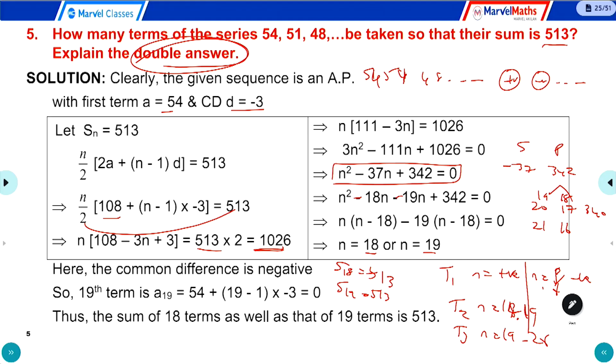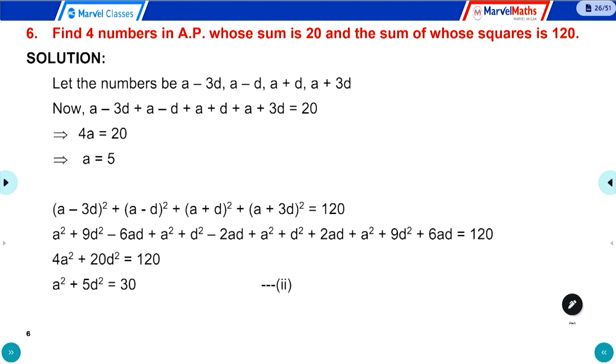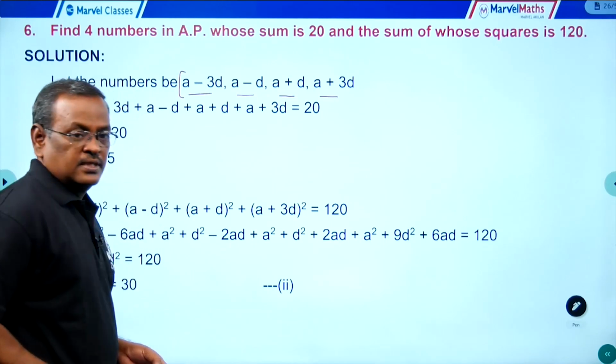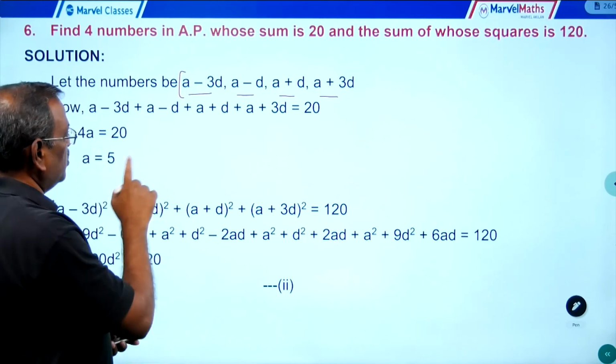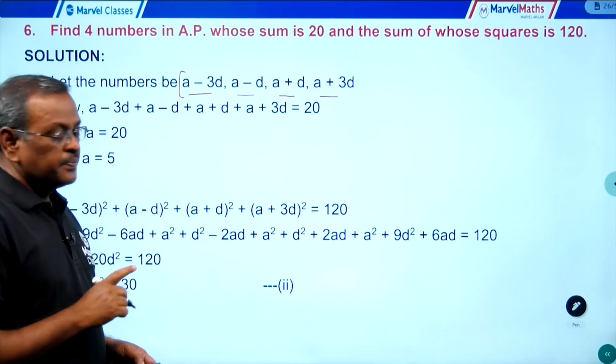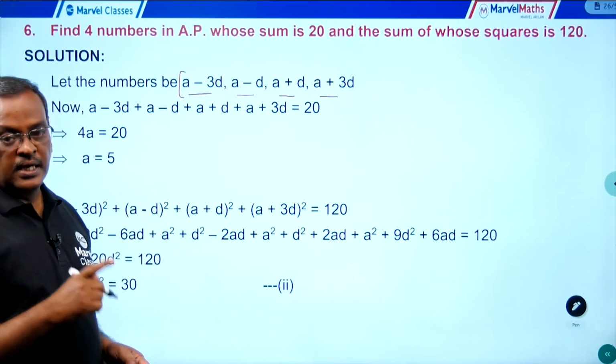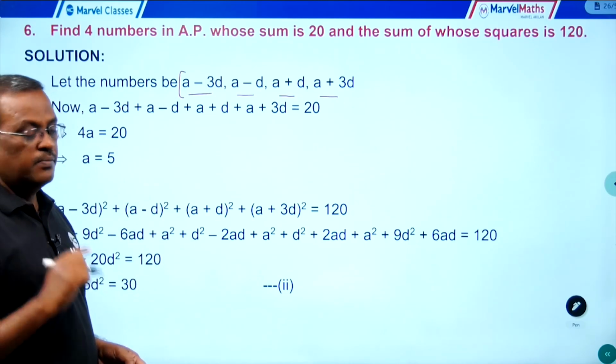Next important question from the AP chapter. Find 4 numbers in AP whose sum is 20 and the sum of whose squares is 120. Let the 4 numbers be a minus 3d, a minus d, a plus d, a plus 3d. This is a standard assumption. These 4 numbers are not consecutive numbers, they are alternate numbers, and hence the common difference is 2d.